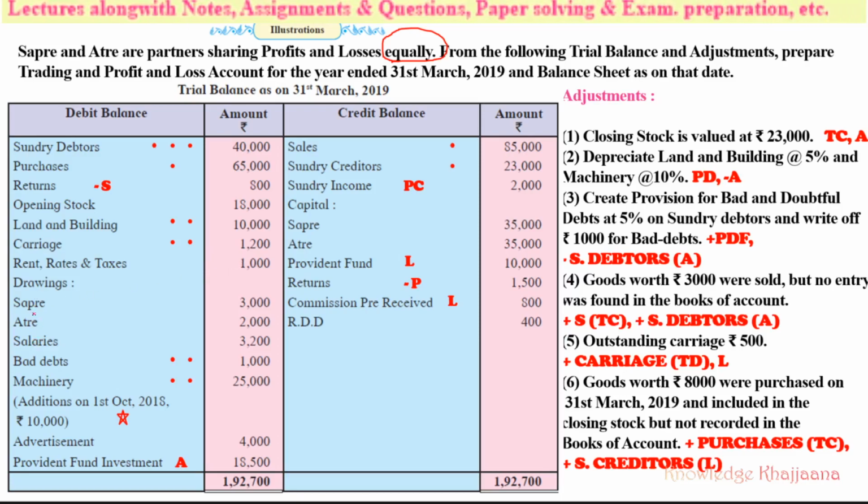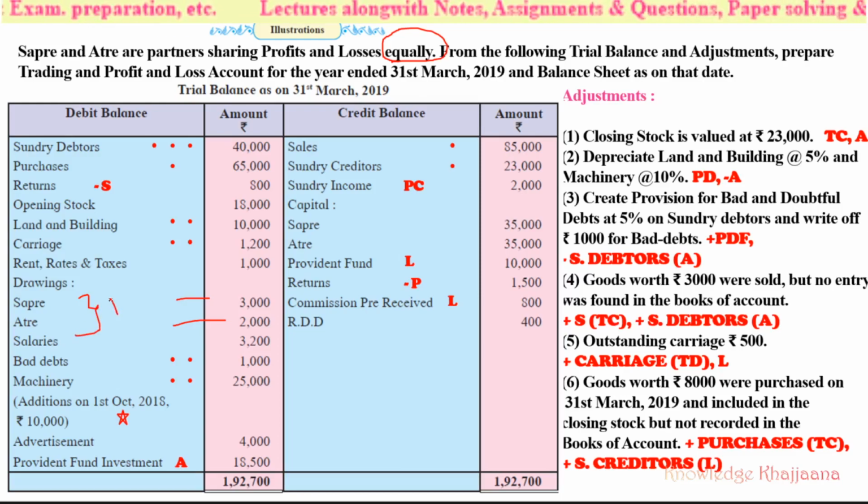See, drawings are given here. Current account balance is not given here, so the drawings of Sapre and Atre will be deducted from the respective capitals of Sapre and Atre. So what we have to do with this? We have to record it to the partners' capital on the liability side, and deduct the value of the drawings. Salaries, profit and loss account debit side. Bad debts, profit and loss account debit side.